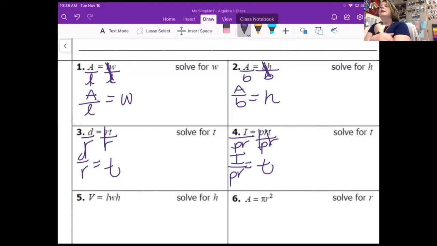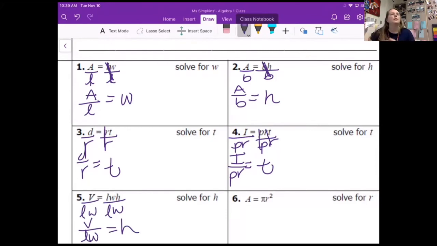Take a couple seconds. I want you to do number 5. Does anybody recognize the formula number 5? Volume equals length times width times height, and you're trying to solve for the height. It's being multiplied by length and width, so we want to divide by length and width. So you should have gotten V over LW equals H. V over LW equals H.